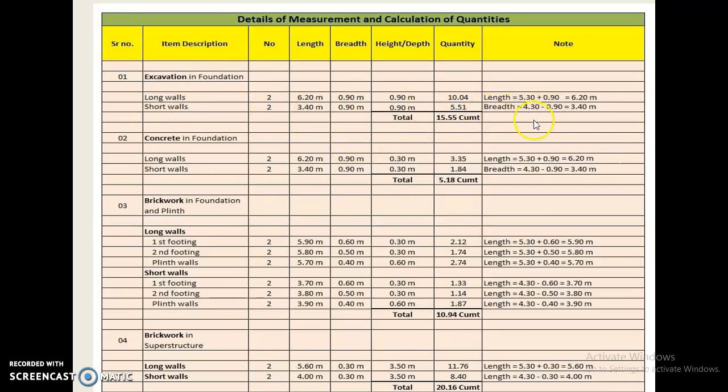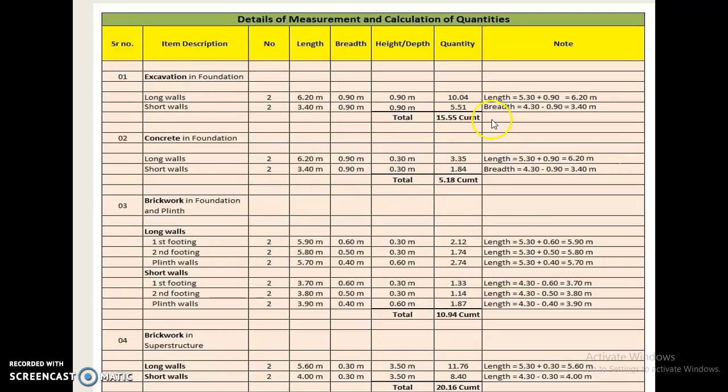That short wall, again it is 2 numbers, and how will you calculate this actual length? Again, the calculated center to center length of the short wall is 4.30 minus 0.90, that is equal to 3.40 meter. Now substitute this 3.40 meter in the length column, and then breadth is 0.9 and the height or depth is also 0.9. The total quantity is 5.51 meter cube. So now if you add this long wall quantity and the short wall quantity, you will get the total quantity of earthwork excavation in foundation for the given plan, that is 15.55 cubic meter.